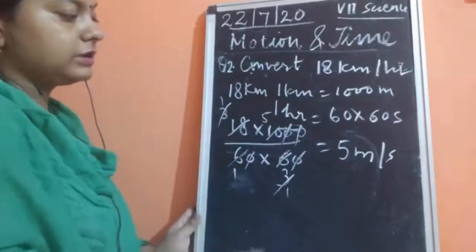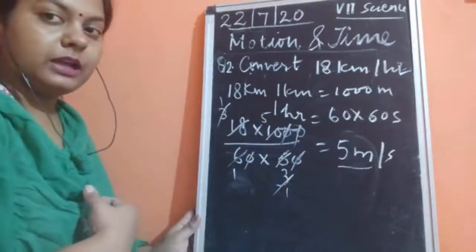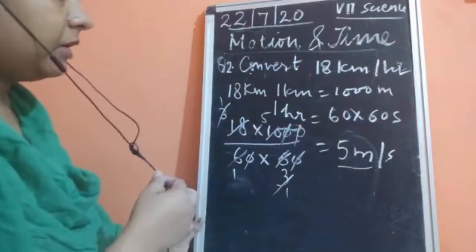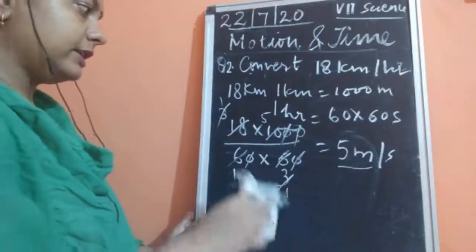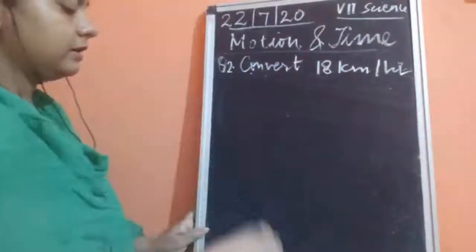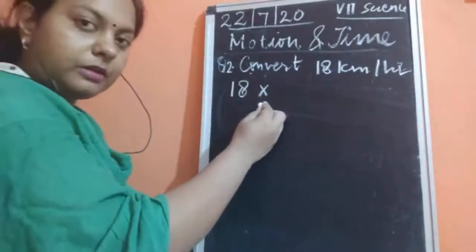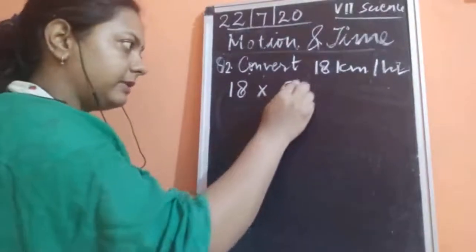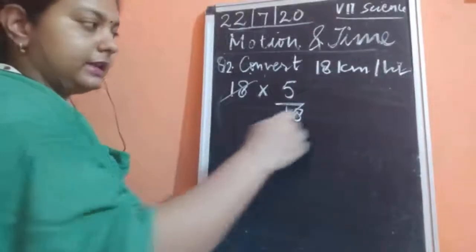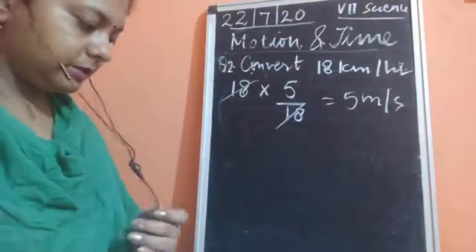Now this is a long method by which you could calculate the speed in meter per second by multiplying this by 1000 and dividing it by 3600. Then you can calculate this in a very simple way also. That shortcut method I'll tell you also. If you have 18 kilometer per hour, 18 will be multiplied by what number? I have told you just now. It will be multiplied by 5 by 18. And as you could see, we can cancel this 18 by 18, we get 5 meter per second. The speed is 5 meter per second.